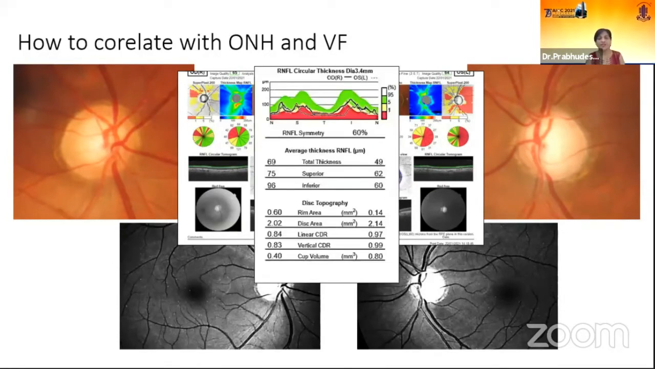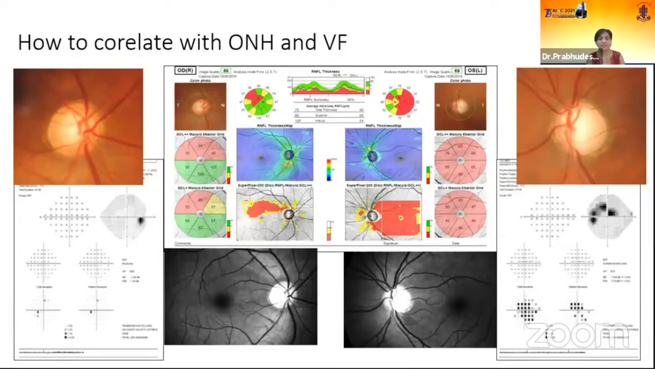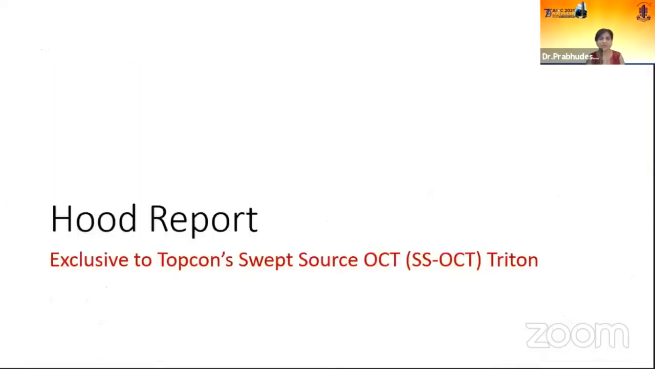And here you see that the disk area is normal. RNFL symmetry is just 60%. There is thinning of NRR, and the superior temporal as well as inferior temporal is much more. So here in the GCC++ scan, we can see all the things which we saw with the ONH photographs are correlating with this. Even the perimetry is correlating, though the right eye still has pre-perimetric glaucoma.